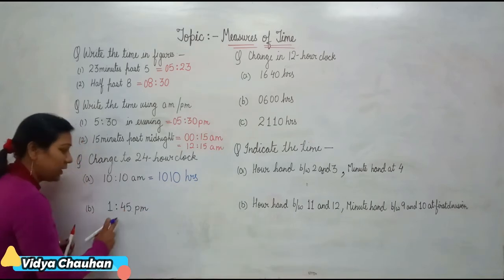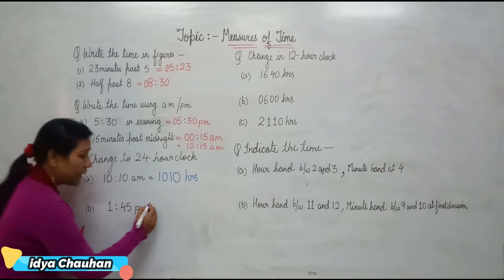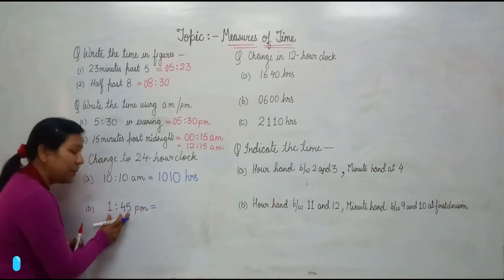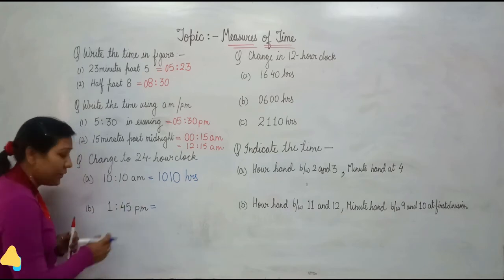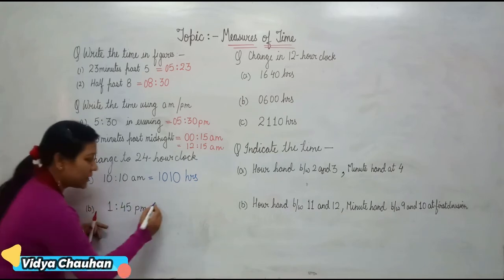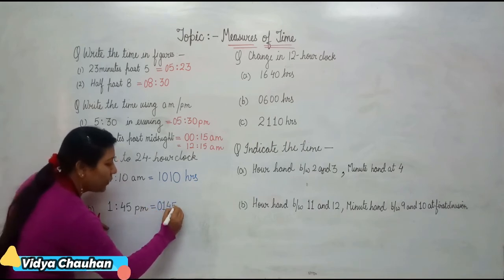Coming to the second part, in which it is PM, right? It is PM. So very first, you will be writing this time in 4-digit value. Since you can see the count here, 1, 2, 3, there are only 3 digits. So very first we will write 0145.